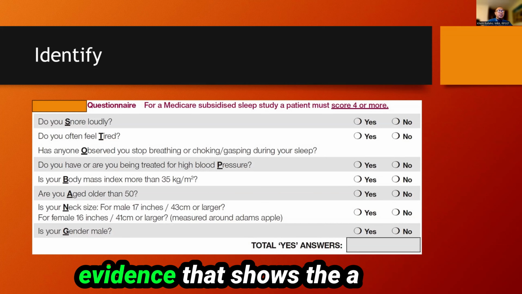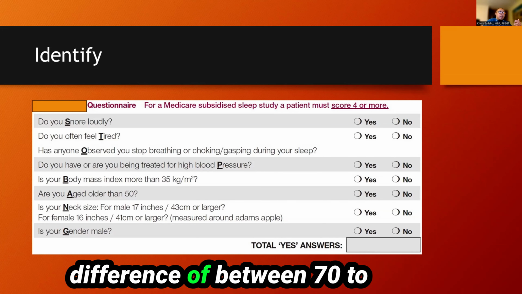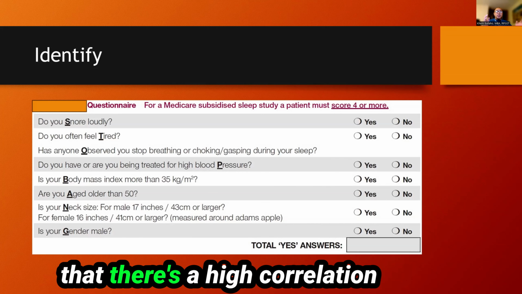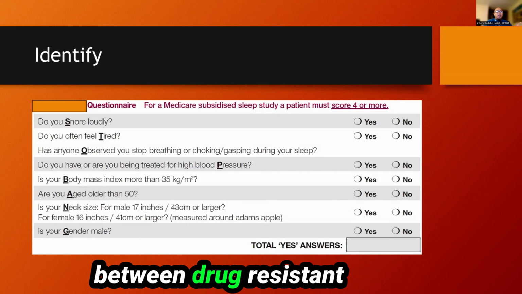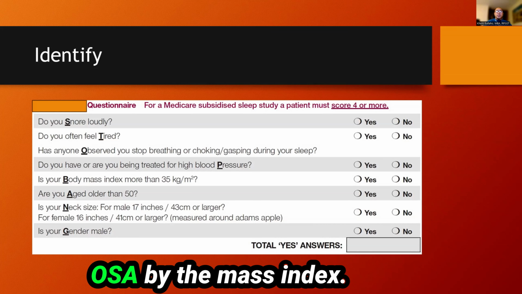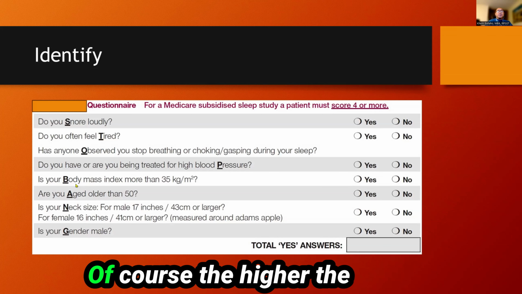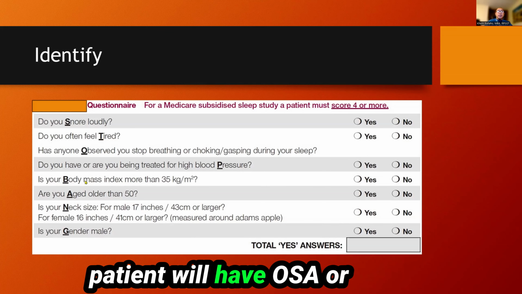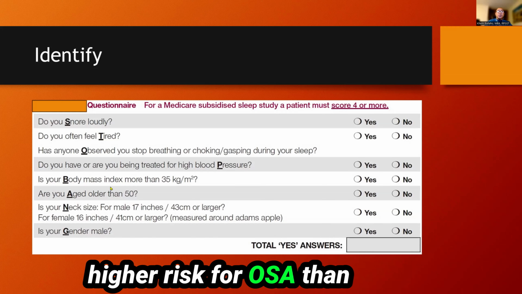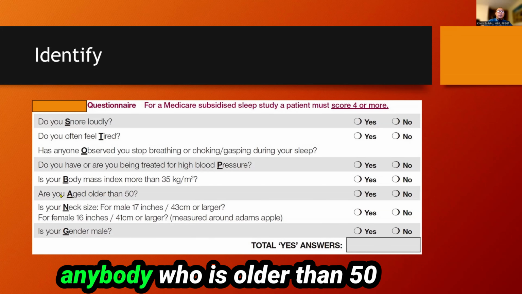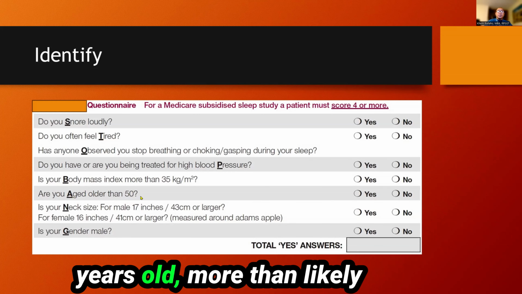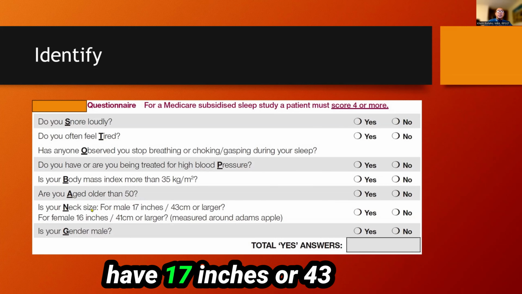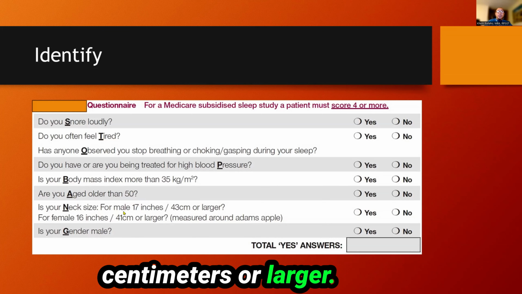There's a lot of clinical evidence showing that 70 to 85% of patients are positive for sleep apnea, that there's a high correlation between drug-resistant hypertensive patients and OSA. Body mass index, of course: the higher the BMI, the higher the risk for OSA. Anybody older than 50 years old more than likely has a higher risk for OSA, particularly if they have a neck circumference of 17 inches or 43 centimeters or larger.